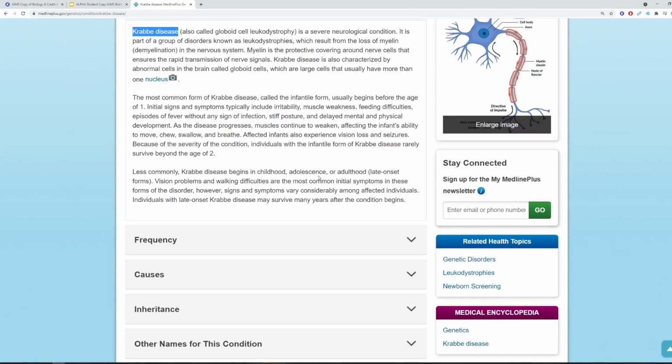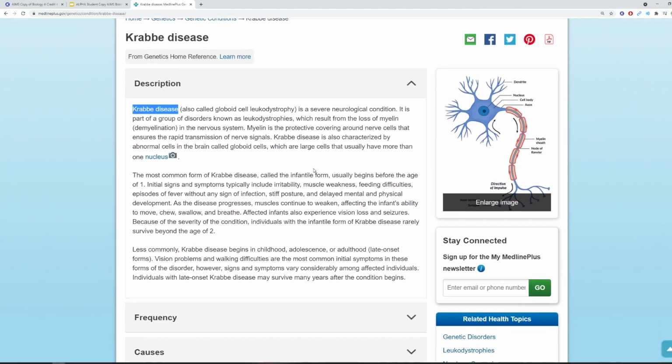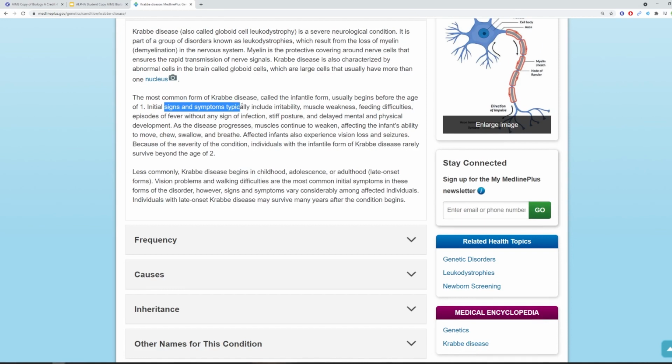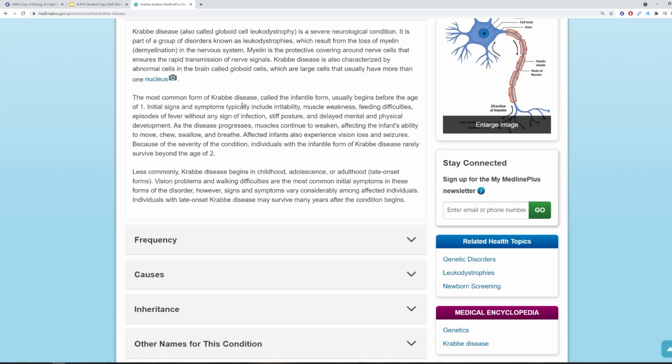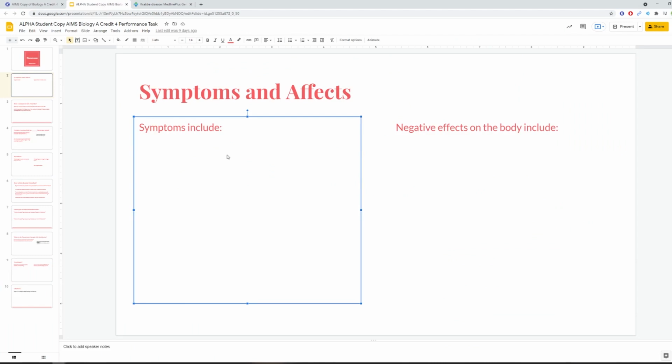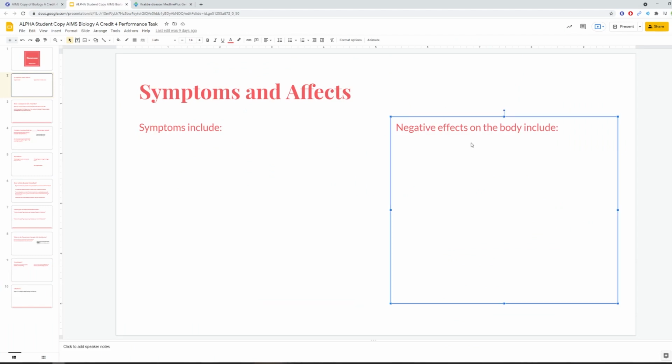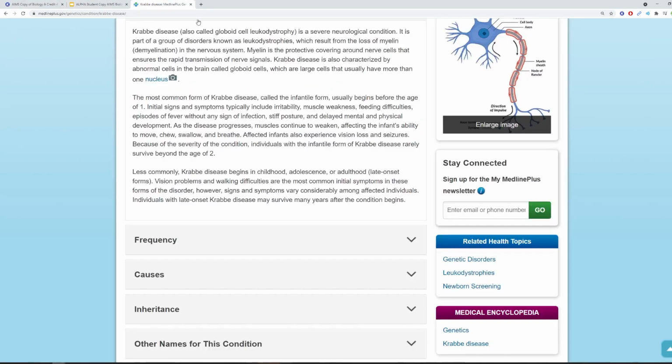So, what are some symptoms? Signs and symptoms typically include irritability, muscle weakness, feeding difficulties, fevers but no sign of infection, and so on and so forth. So we're going to pick 2 to 3 symptoms, and we're going to include them in our performance task.